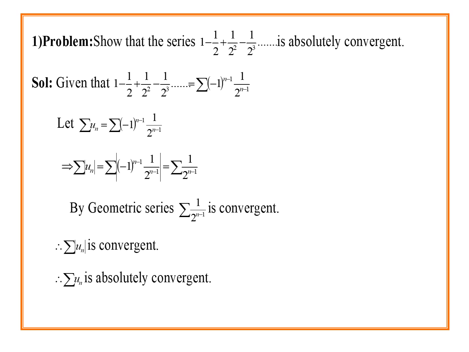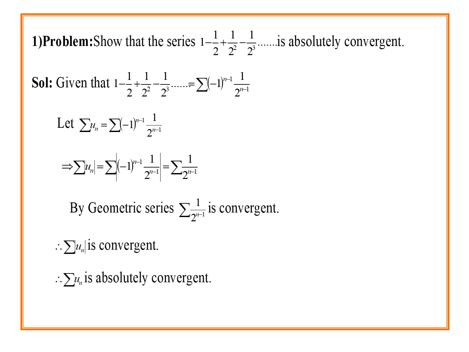It can be written as sigma (-1)^(n-1) into 1 by 2 power of n-1. So let sigma u_n equal sigma (-1)^(n-1) into 1 by 2 power of n-1. Now we take modulus on both sides. Sigma mod u_n equals sigma mod of (-1)^(n-1) into 1 by 2 power of n-1. We apply the modulus; negative becomes positive. So therefore sigma 1 by 2 power of n-1.